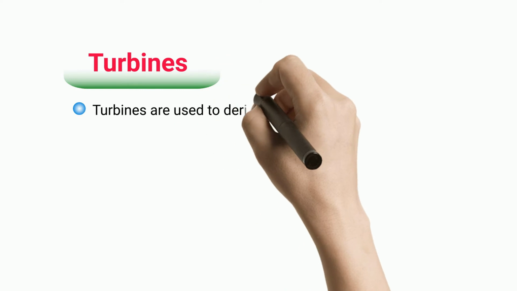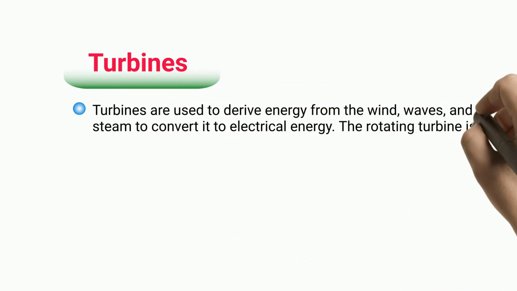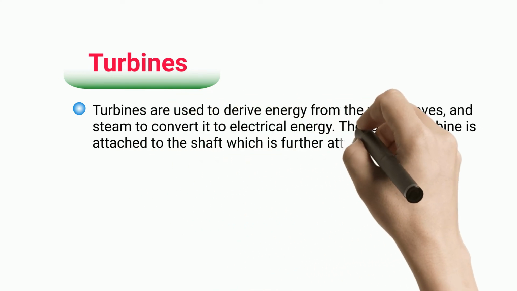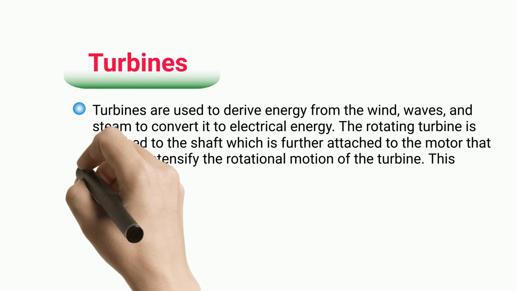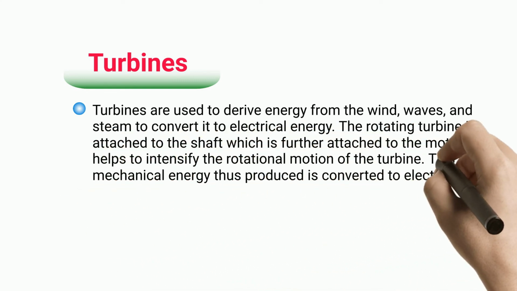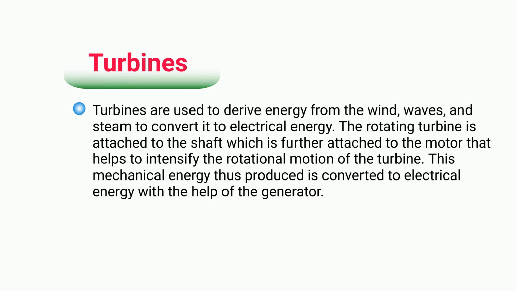Turbines. Turbines are used to derive energy from the wind, waves, and steam to convert it to electrical energy. The rotating turbine is attached to the shaft, which is further attached to the motor that helps to intensify the rotational motion of the turbine. This mechanical energy thus produced is converted to electrical energy with the help of the generator.